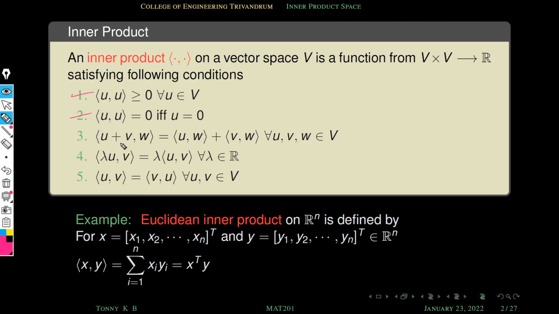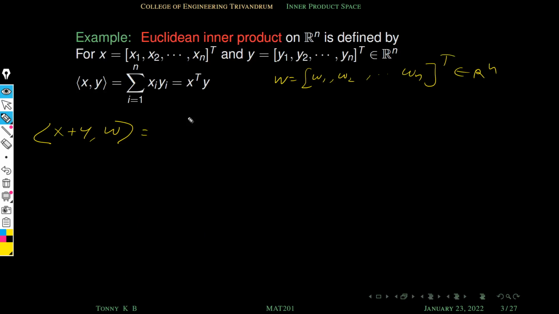That means inner product of u plus v comma w is equal to the distributive property. For verifying the third condition, we consider three vectors x, y, and w, where w equals w1, w2, etc., wn transpose, belongs to Rn, and we consider this inner product of x plus y comma w. And what is x plus y? X plus y means vector addition between two vectors.